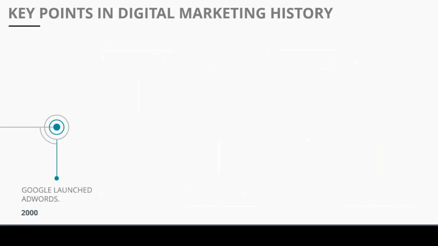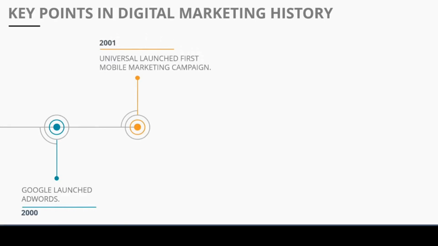Then in the year 2000, Google launched AdWords. It's now called Google Ads, and that completely changed the game for, at the time, really just search engine marketing, so appearing on the search results page. Pretty awesome. In 2001, Universal, the movie production company, launched the first mobile marketing campaign. So really not that long ago. And now if you think about where mobile is today, well, you might not know completely, but yes, it's fascinating, and we will be covering that in more detail in lesson 4.